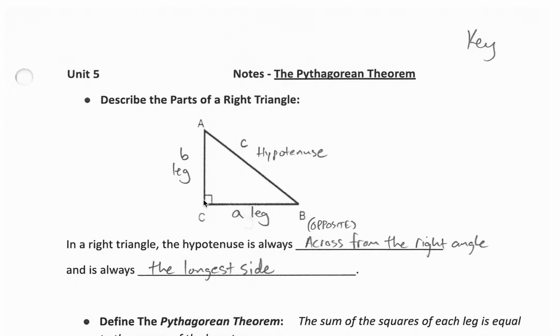So always when you see a right triangle, look for that right angle, look across from it, or opposite from it, and label that side the hypotenuse, and then it really doesn't matter which side your legs are.